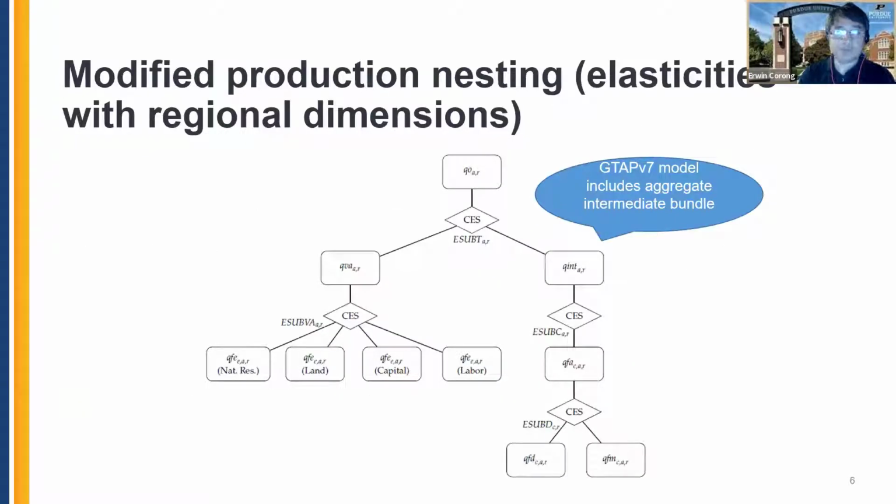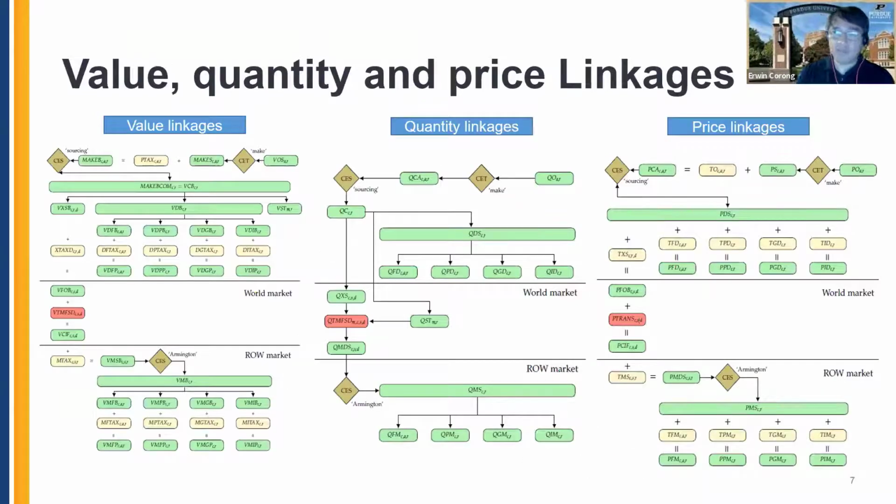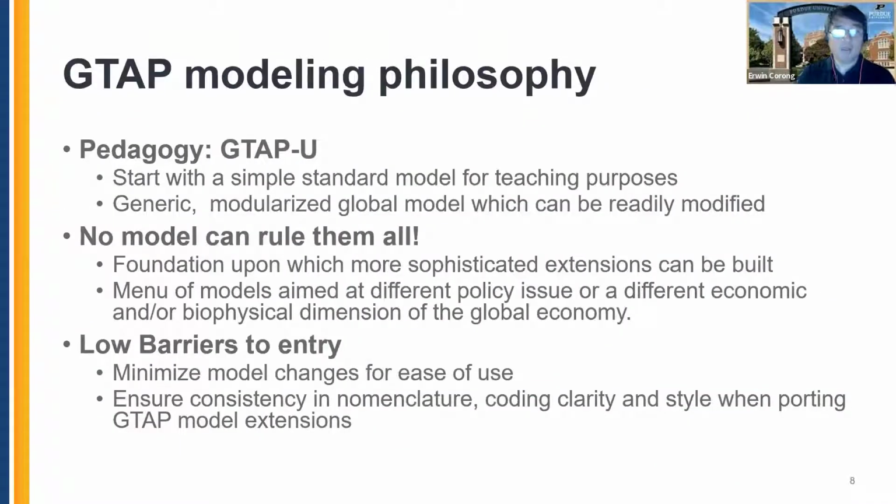Okay, so this is just an example of what we did for V7. And then here are some of the value, quantity, and price linkages, which you can read on in the paper.